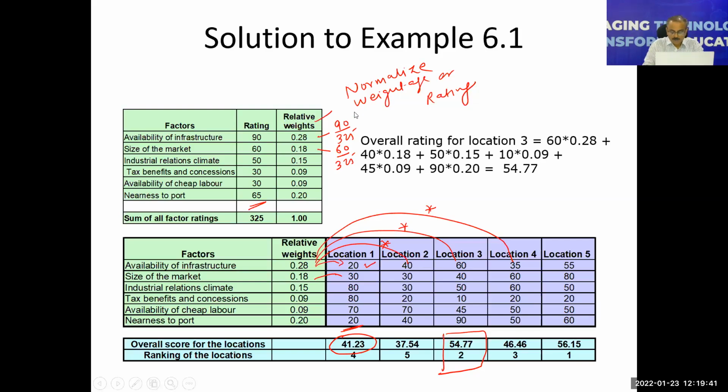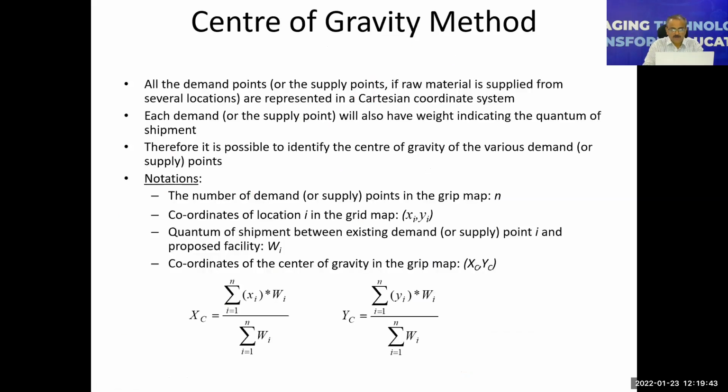So this was about the factor rating method. There are other methods which will take into account the relative positions where the particular facility is located. One such approach we call the center of gravity method.